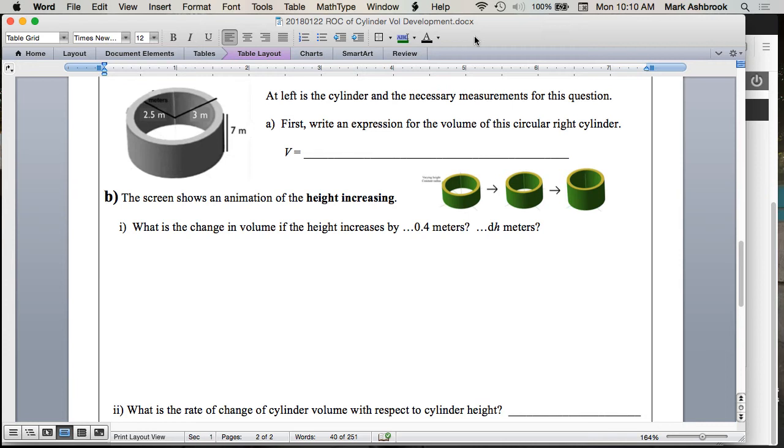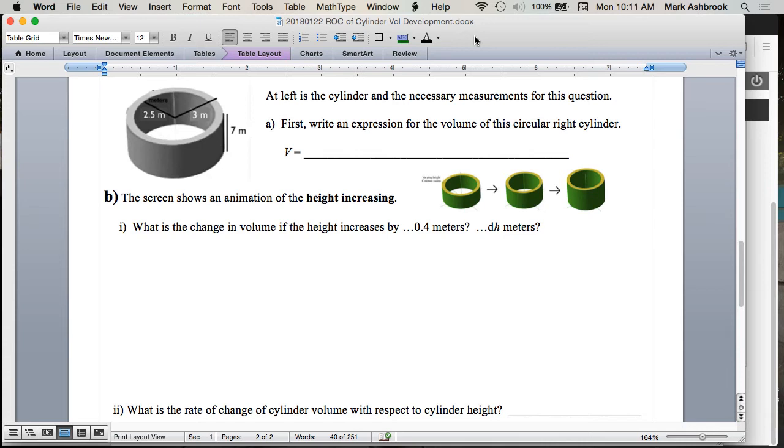So on the back of your sheet, you have an example of one of those. The inner radius is 2.5 meters, the outer radius is 3 meters, and the height is 7 meters. The first thing we want to do before we get to the rate of change is write an expression for the volume of that thing. Just the constant volume of the non-changing cylinder. That's going to be crucial.